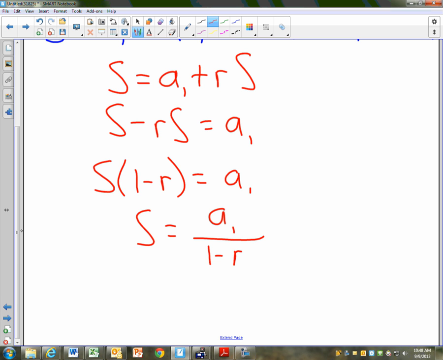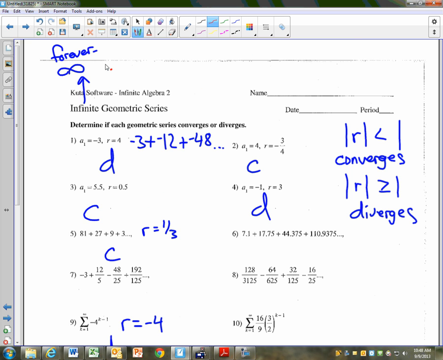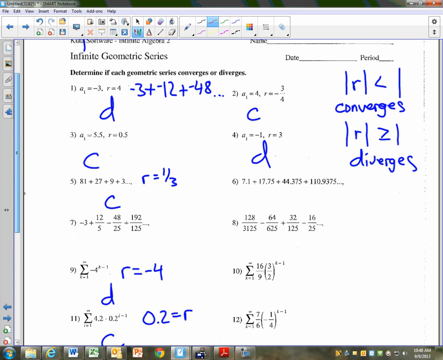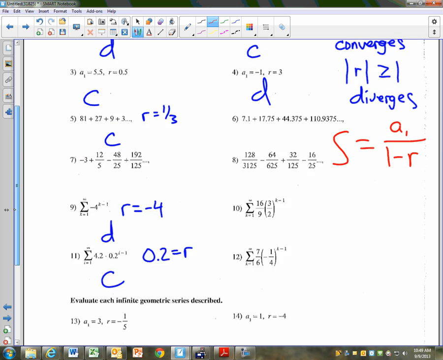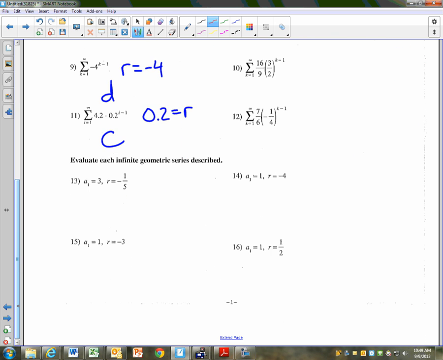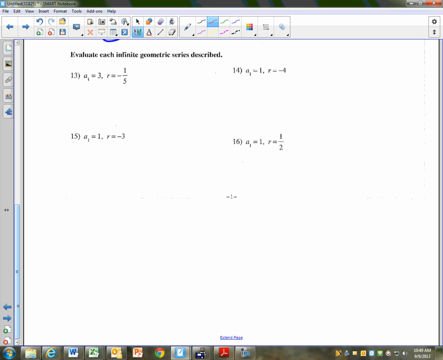Is that cool? It's awesome. Let's try it. Oh, but we've got a minute. I'm going to write it down. Sum equals a sub 1 divided by 1 minus r. And I will do the most basic example for you. Are you ready? Number 16. It says a sub 1 equals 1. R equals 1/2. Sum is equal to, what's the first term? 1 divided by 1 minus 1/2. 1 over 1/2 is 2.